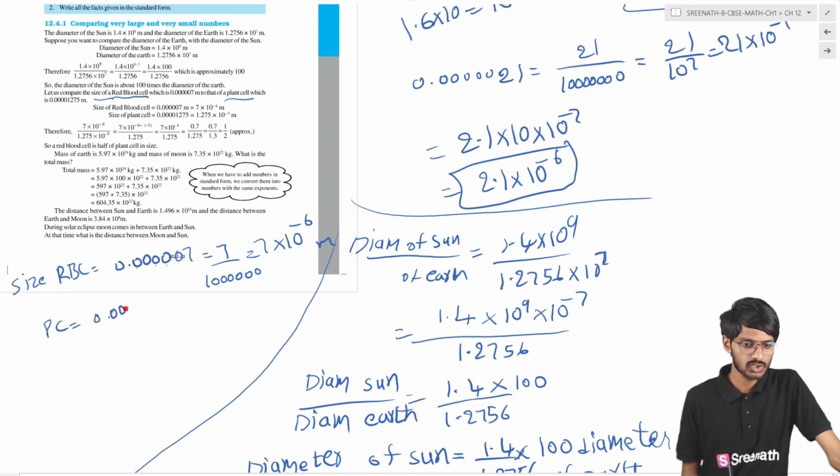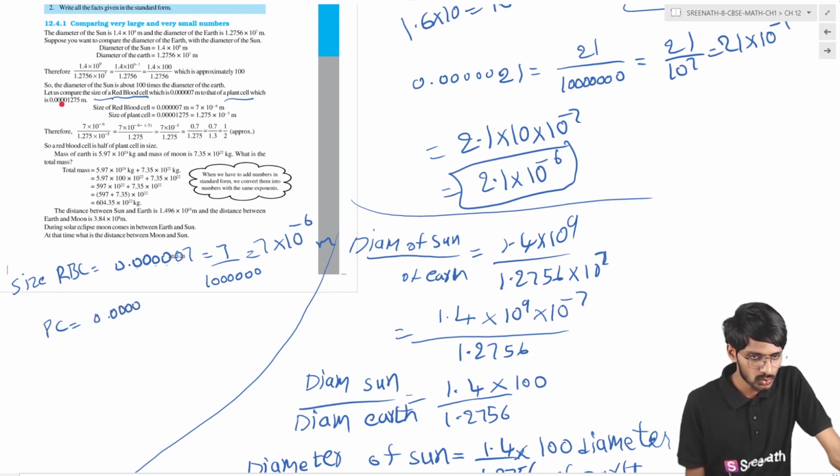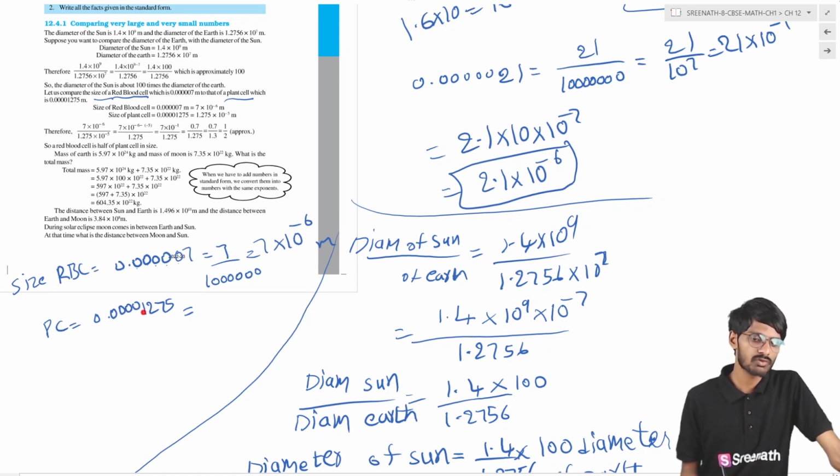The next thing is plant cell, P cell, that is how much? That is 0.0000. How many zeros? 1 2 3 4. So we have to write it how much? If you want to shift dot to this place, how many places you have to shift? 1 2 3 4 5 places you have to shift. Then for that you have to write 1.275 divided by 5 places. Now we have to divide with 5 zeros. Then it becomes 1.275 into 10 power minus 5.